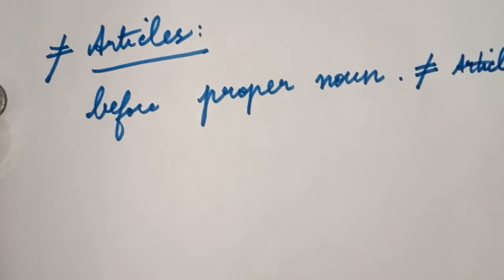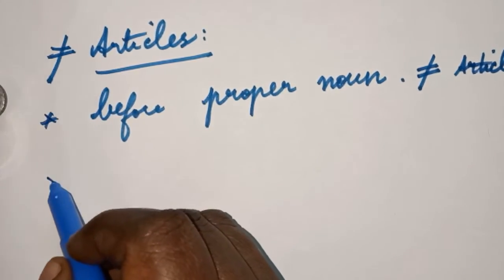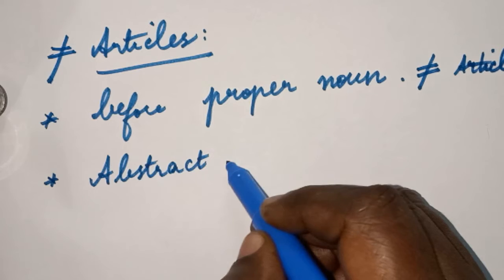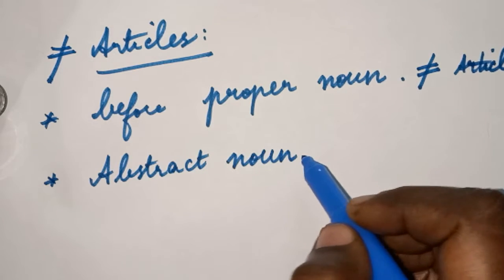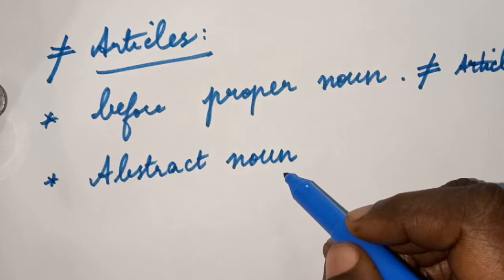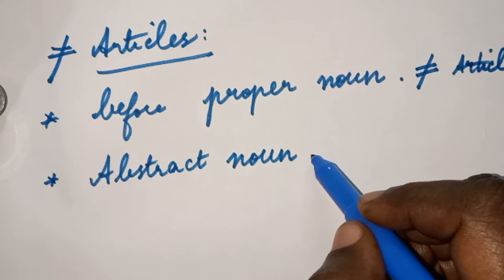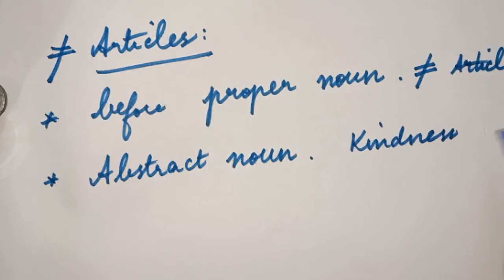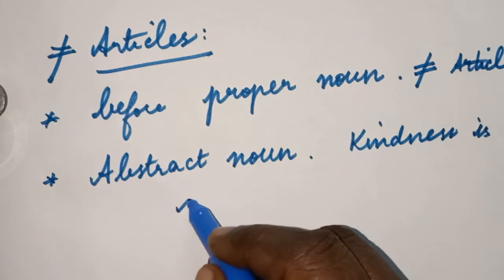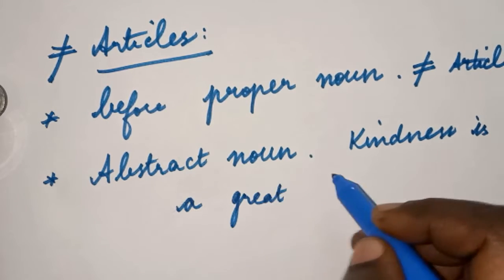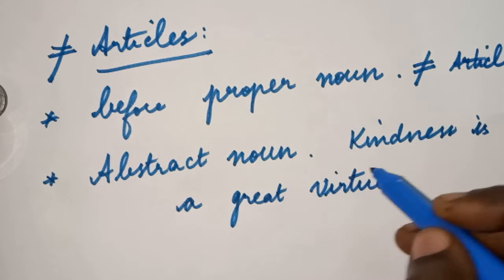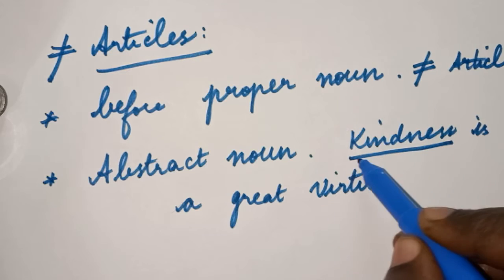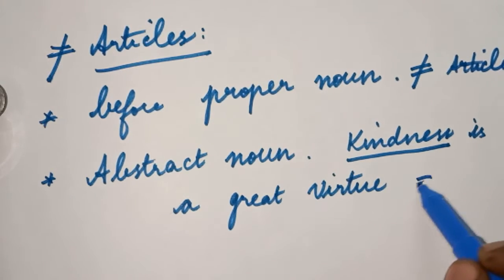The second rule is before an abstract noun. What is an abstract noun? An abstract noun is a noun which you cannot see or touch. You can only feel it. For example, kindness is a great virtue. You cannot see kindness, correct? You can only feel it. So before an abstract noun, you should not use an article.